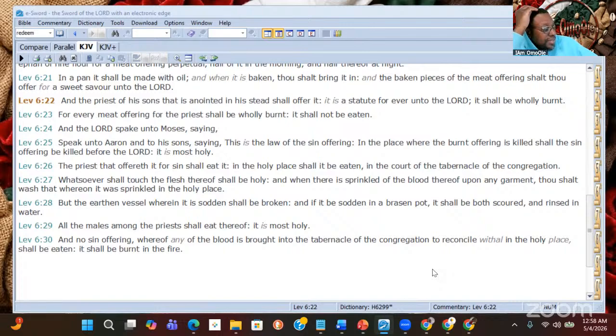And no sin offering whereof any of the blood is brought into the tabernacle of the congregation to reconcile withal in the holy place shall be eaten. It shall be burnt in the fire. Sin offerings are not eaten, they are burned in the fire.